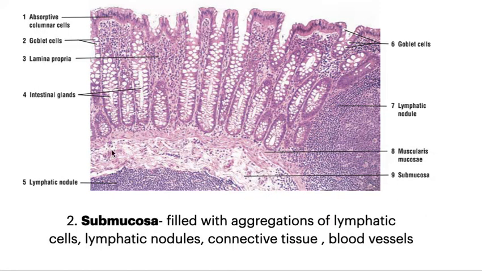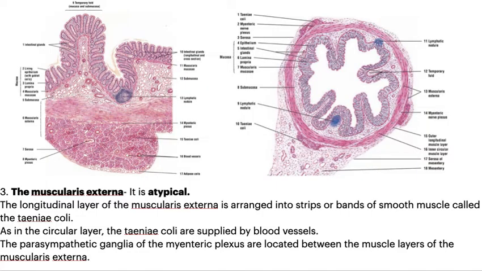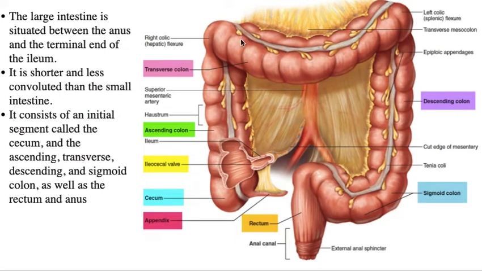The submucosa over here is filled with aggregations of lymphatic cells, lymphatic nodules, as you can see, connective tissue, and blood vessels. So you can see this is the muscularis externa, which has an atypical feature. The longitudinal layer of the muscularis externa is arranged into strips or bands of smooth muscle called the taeniae coli. Right, so this is your taeniae coli. This is the hallmark of the large intestine.